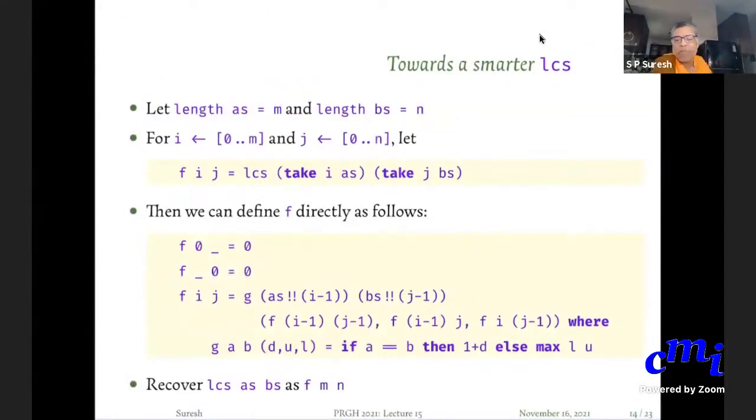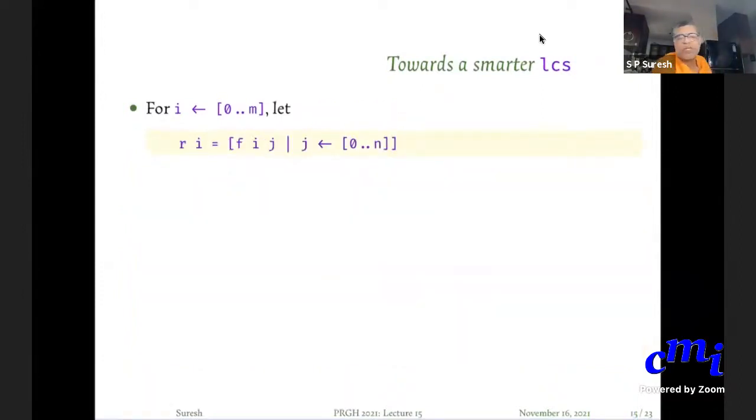Now, do you understand, Apratim? Yeah. So this whole thing: f of ij equals g of whatever. Finally, you can recover LCS of A's, B's as nothing but f of mn, because taking m of A's is nothing but A's, and taking n of B's is nothing but B's. So now you can concentrate on f. Let us concentrate on f.